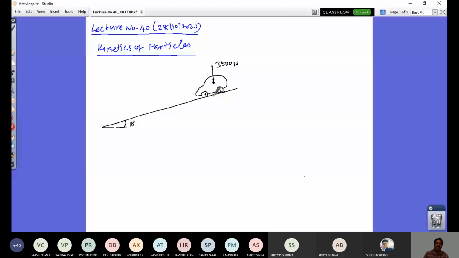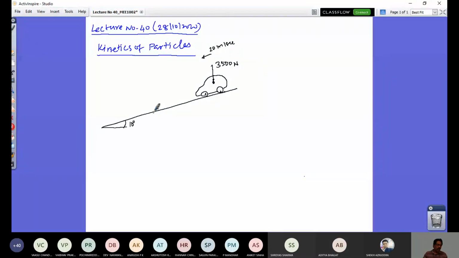And this car is moving down this gentle slope of 10 degrees, right? And at the instant that you look at, the speed of this is 20 meters per second. So what is the kilometers per hour? It is into 3.6. So you have 72 kilometers per hour speed.